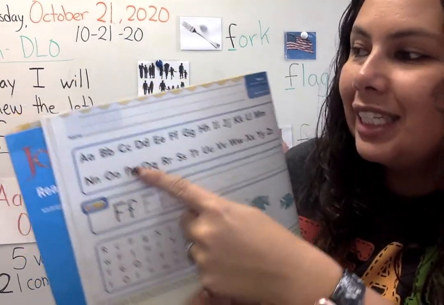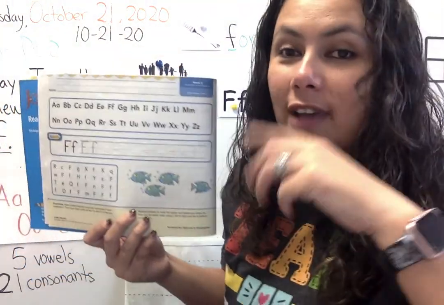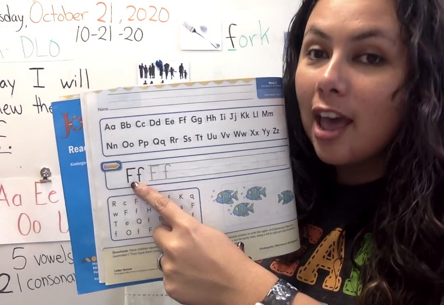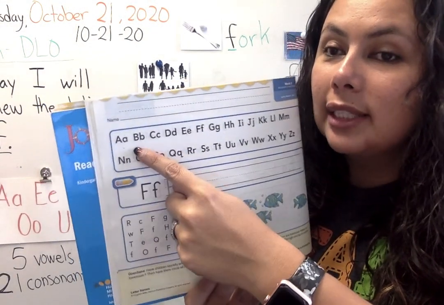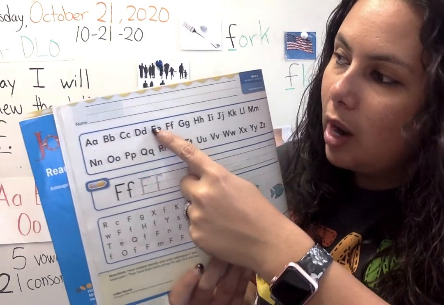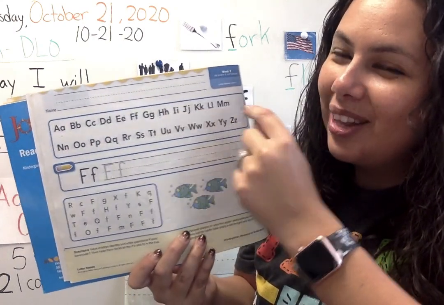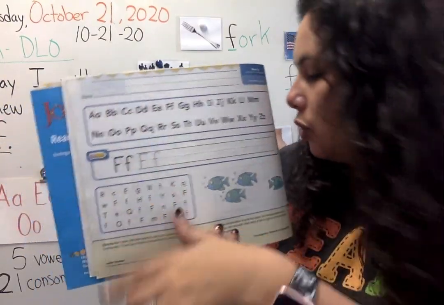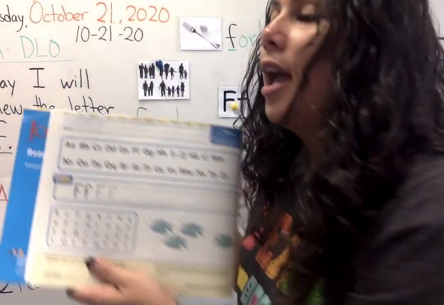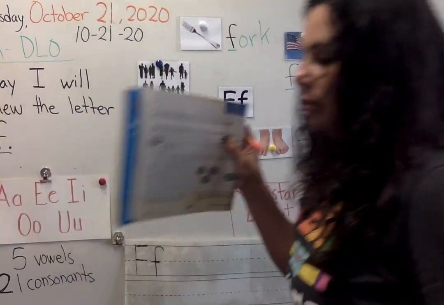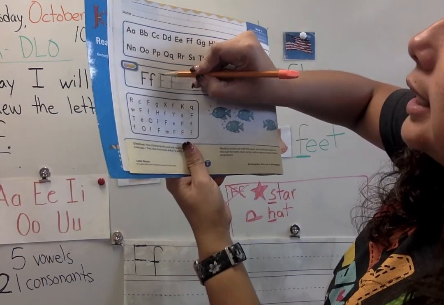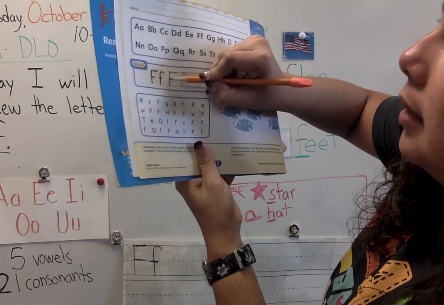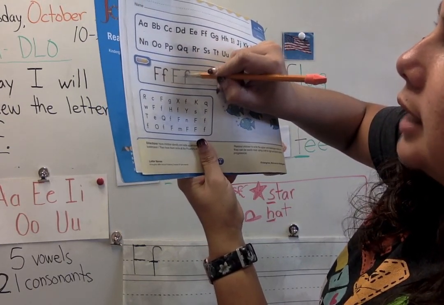Here's all 26 letters, consonants and vowels put together. You're going to look for the consonant, the letter F. Capital F, lowercase f. Start at the very top, go across until you find it, circle it, and then make sure you don't see it anywhere else. Then you're going to trace your letter F. You're going to trace it and say F. Remember, take your time. Lowercase f, F.